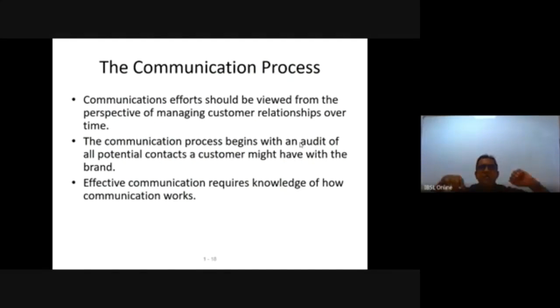So, the communication process. Communications effects should be viewed from the perspective of managing customer relationships over time. The communication process begins with an audit of all potential contacts a customer might have with the brand. Effective communication requires knowledge of how communication works.